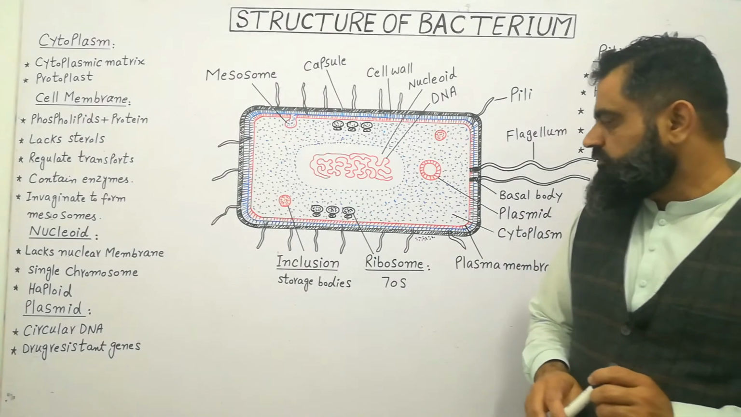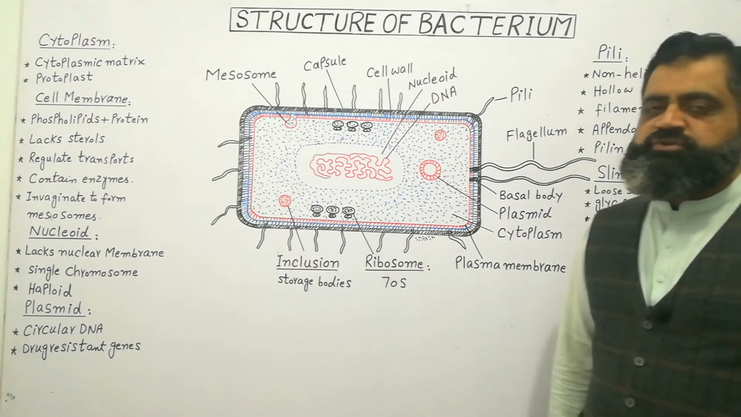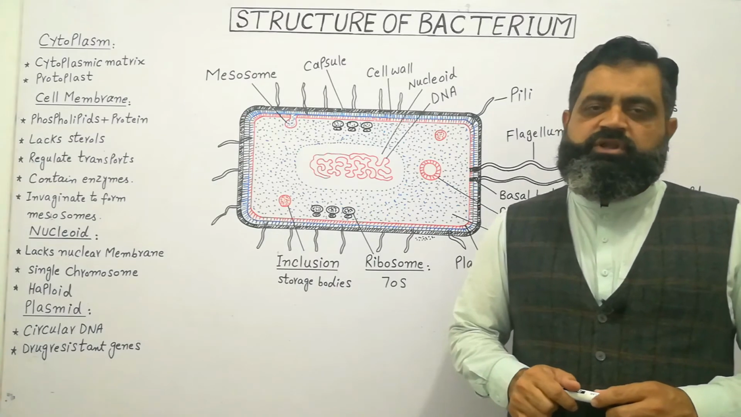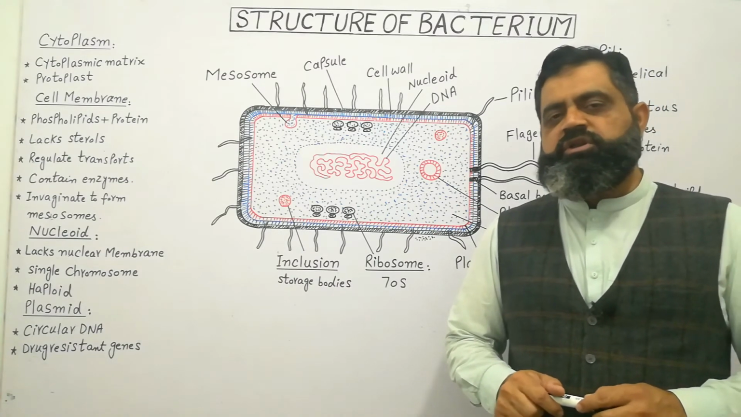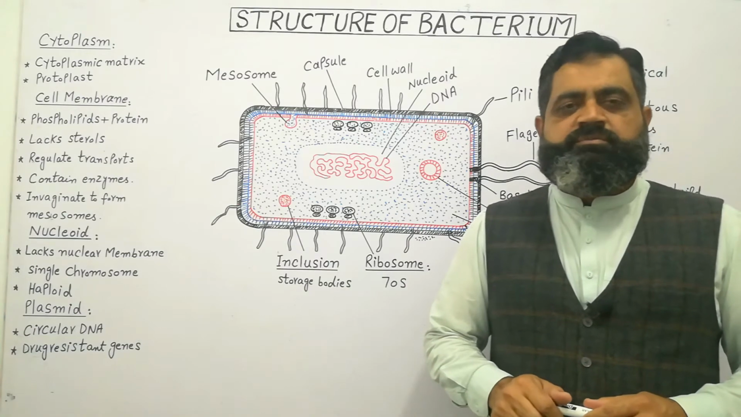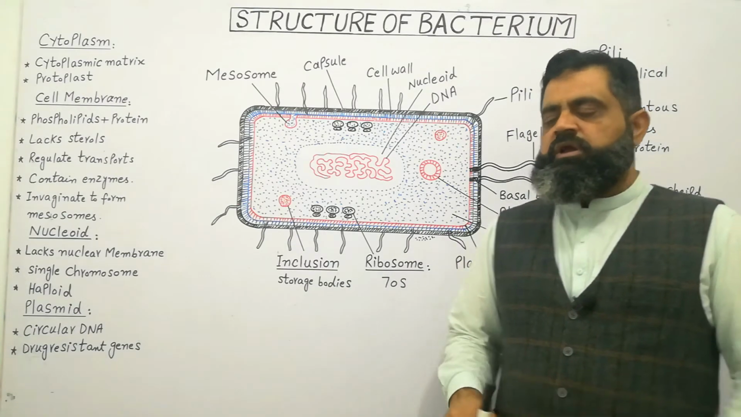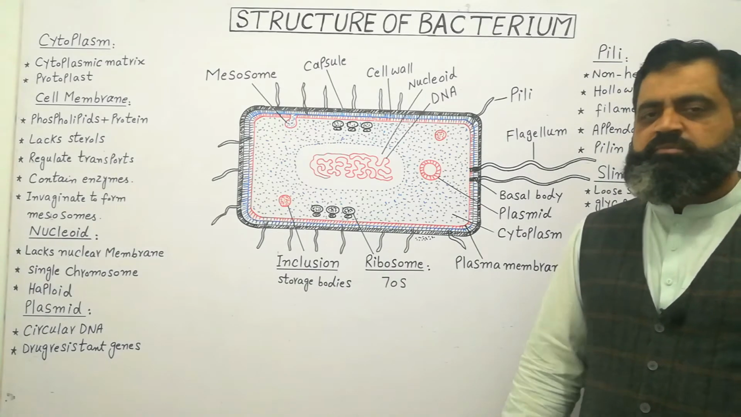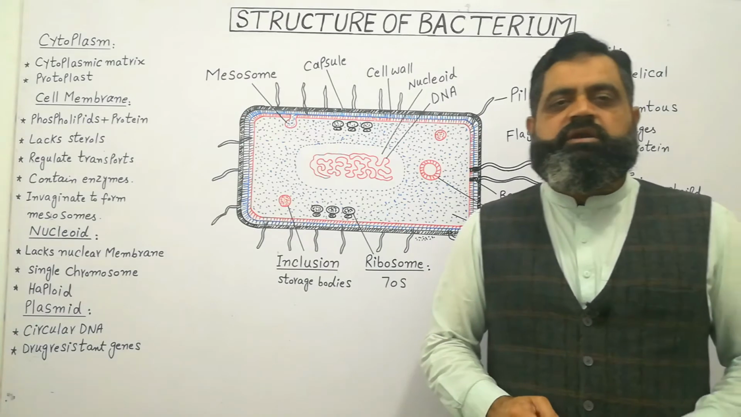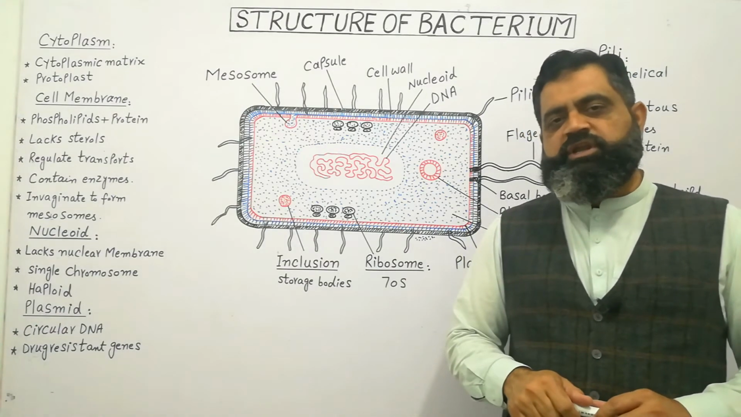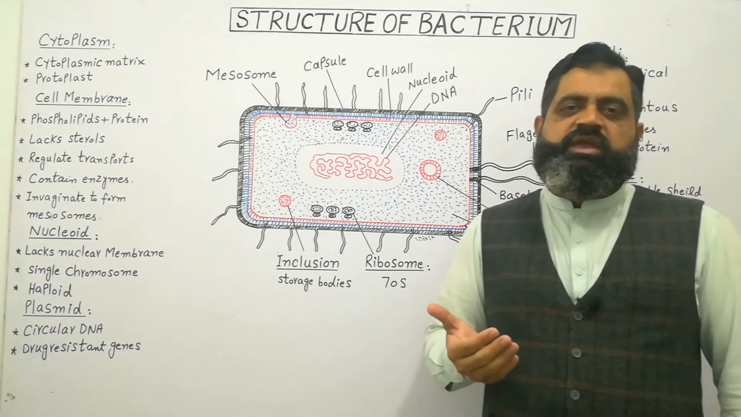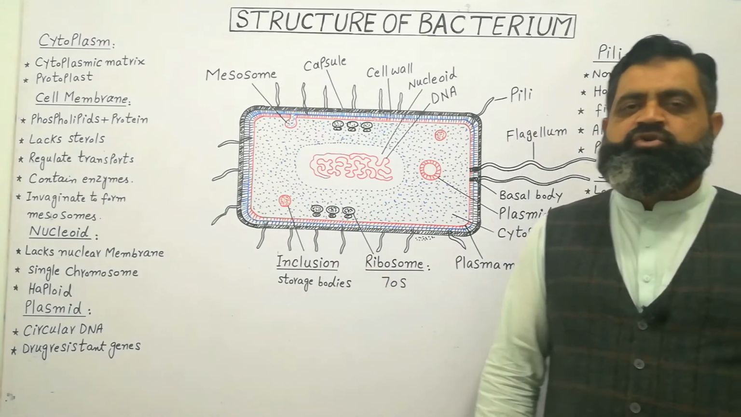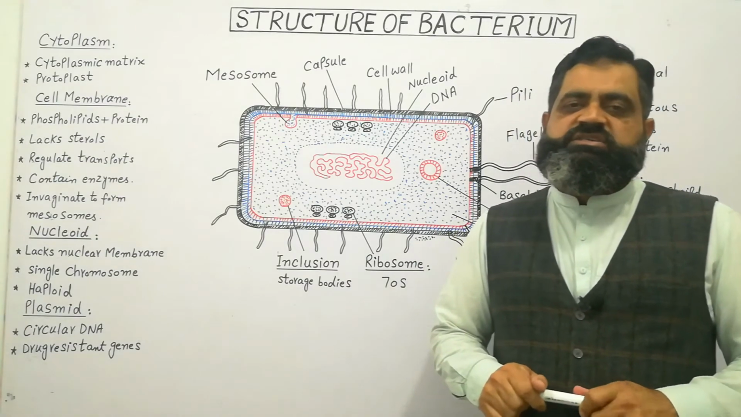Bacteria also contain ribosomes. As you know, ribosomes are particles, non-membranous organelles made up of protein and ribonucleic acid, which are important for protein synthesis. As proteins are synthesized in ribosomes, ribosomes are very important organelles, but bacterial ribosomes are a little bit smaller than eukaryotic ribosomes. Eukaryotic ribosomes have a size of 80S, while ribosomes of bacteria are 70S, because they have 70 Svedberg units.